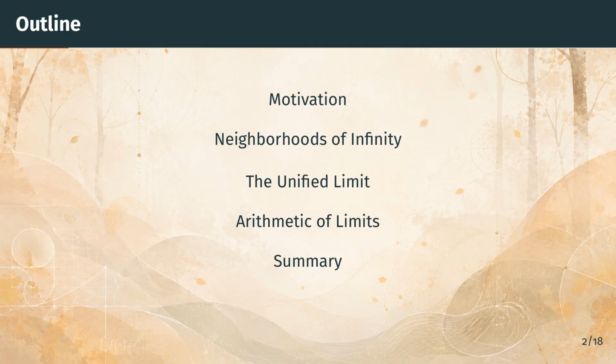Here is our plan. We start by recalling why we want to reach into the extended reals at all. Then we define neighborhoods of plus and minus infinity. With that in hand, we give one unified definition of a limit that covers finite and infinite cases together. Finally, we state the arithmetic rules for these limits and note the forbidden combinations that are simply not defined. Let's begin with the motivation.